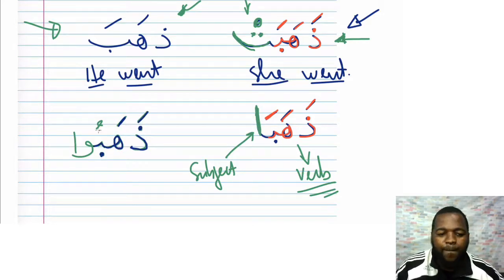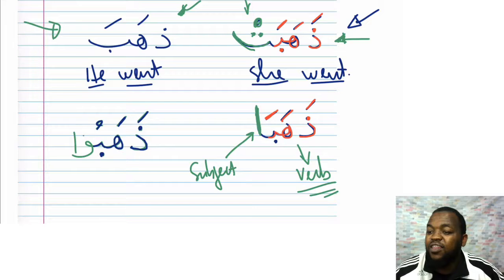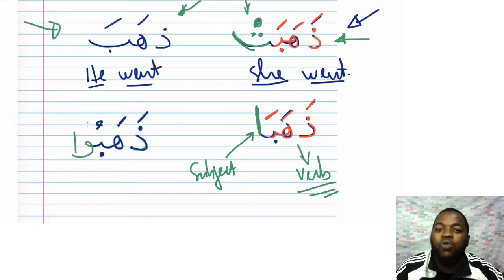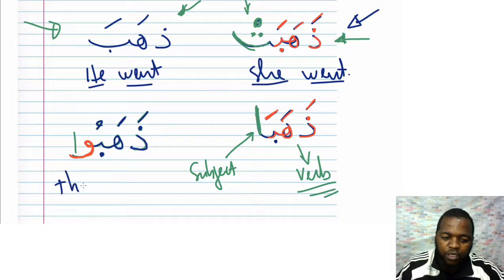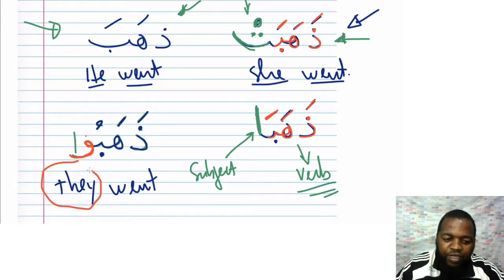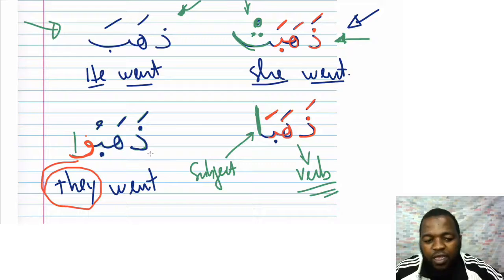Like this. Now let me put wawa, doma here. The verb here is dhahaba also. Dhahaba. And where is the subject? The subject is this letter waw here. This letter waw is the subject. So if I translate here, dhahabu means they went. So this waw here is this they here. When you see dhahabu, you know that it means they because of this waw here. All right.